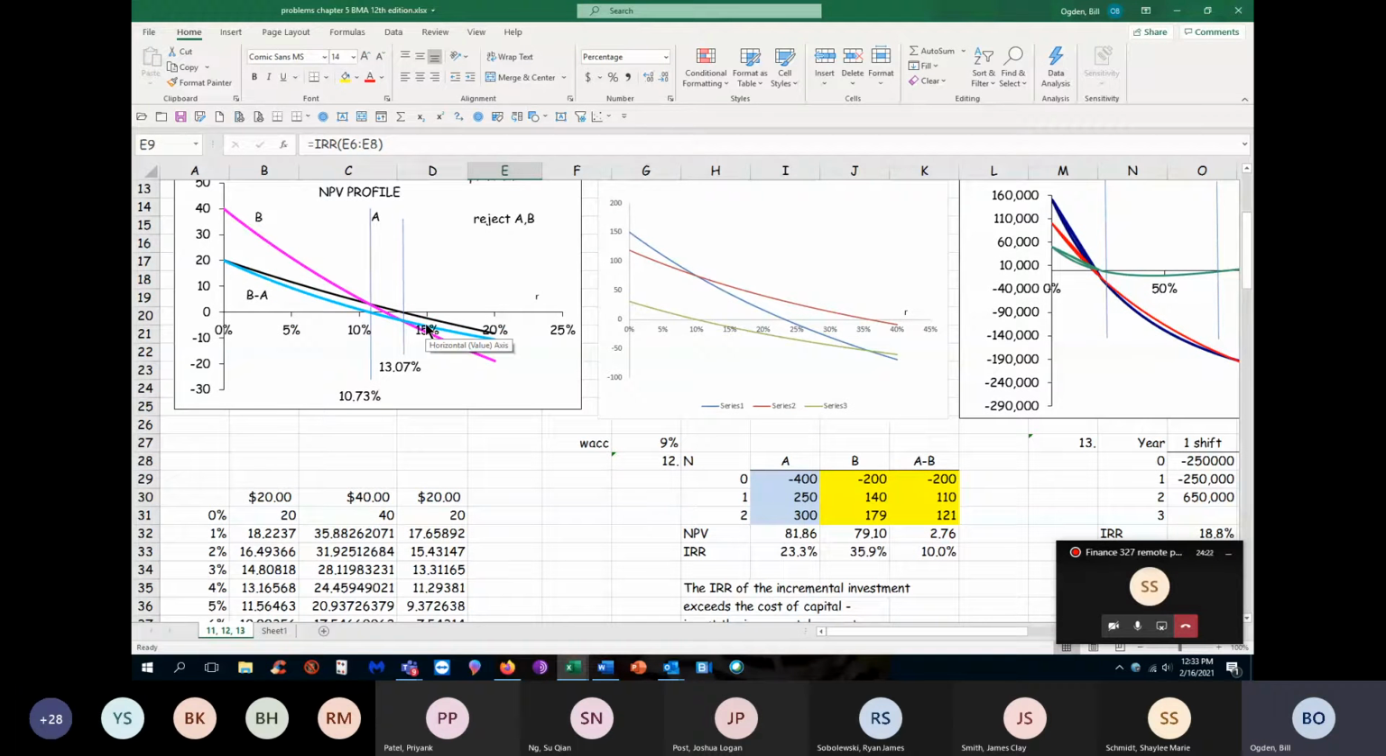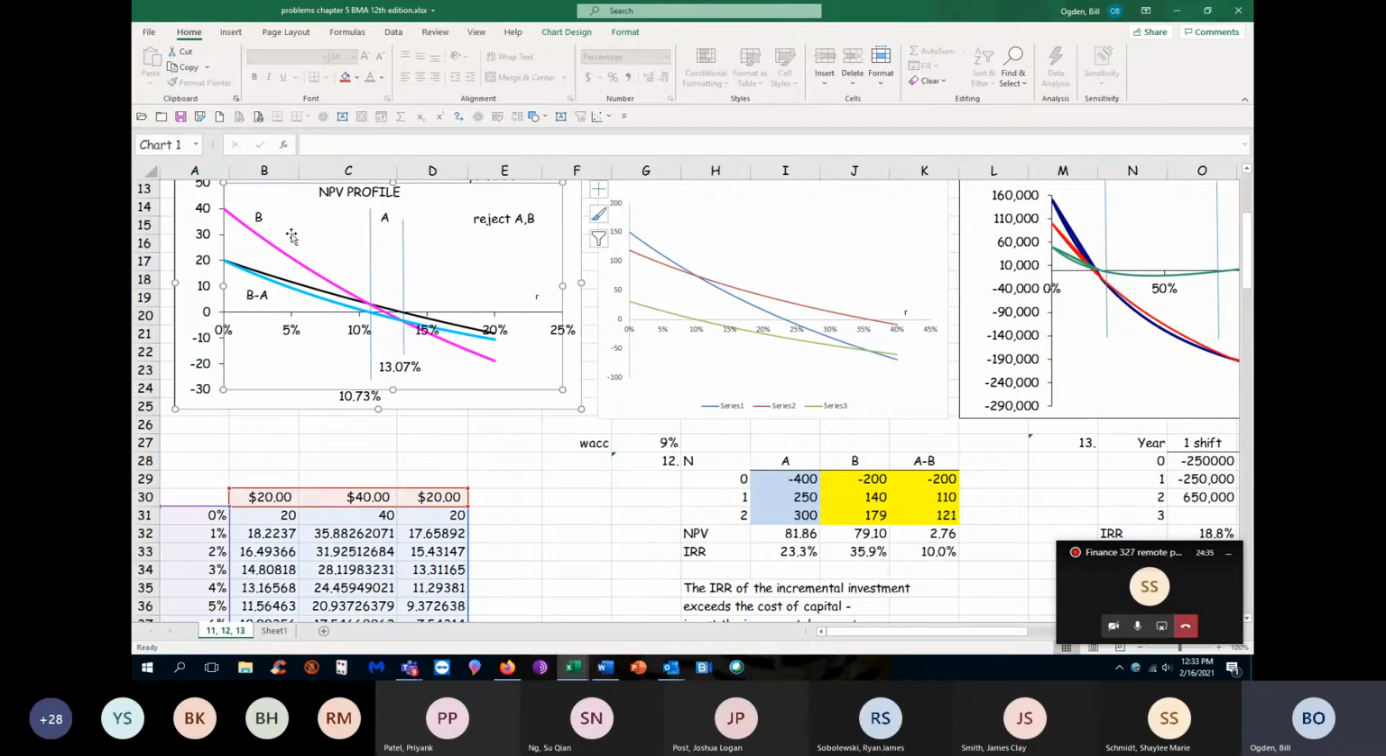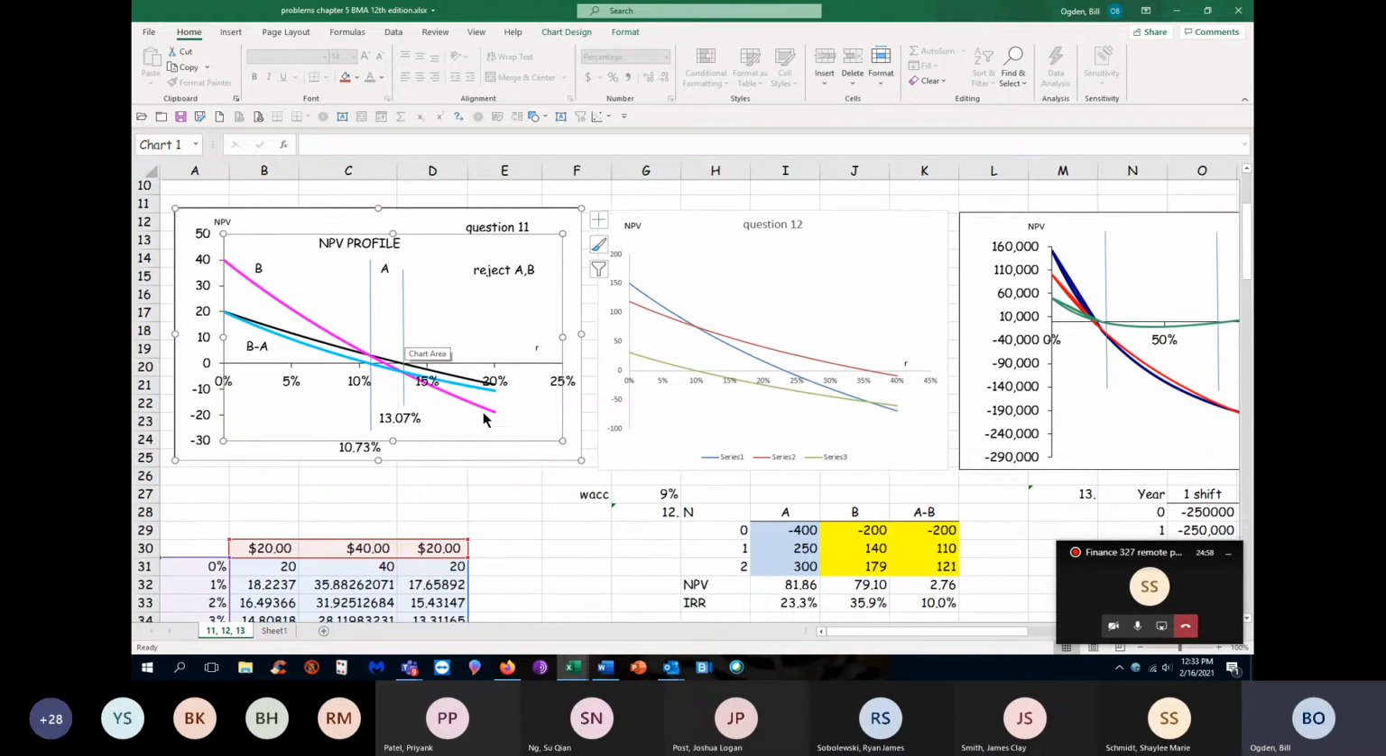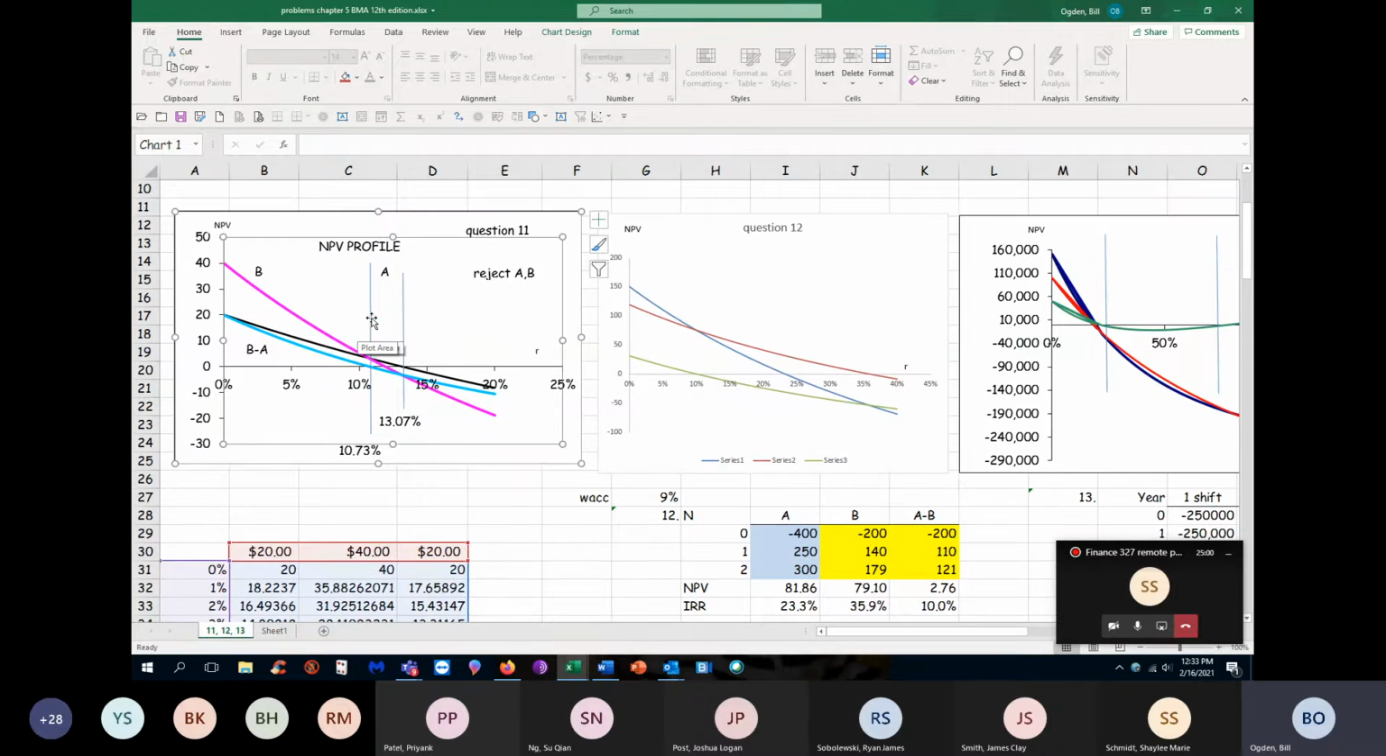And so you actually have 3 distinct zones here. From a 0% cost of capital to 10.73%, we would favor investment B. From 10.73% to 13.07%, we would favor investment A. And then any cost of capital in excess of 13.07%, we would reject A and B. That's the purpose of these graphs. They'll show you this.